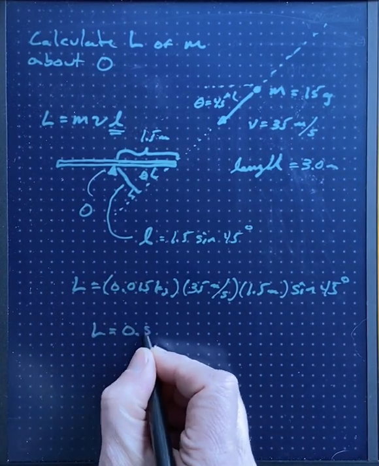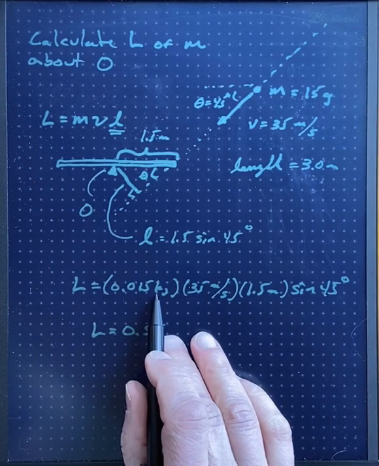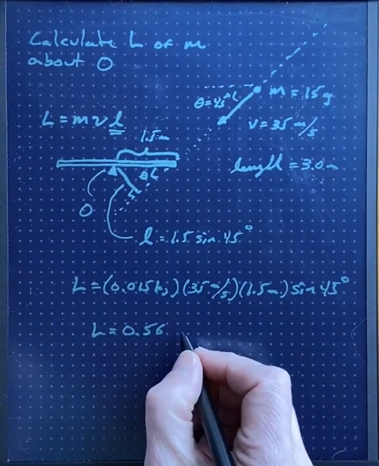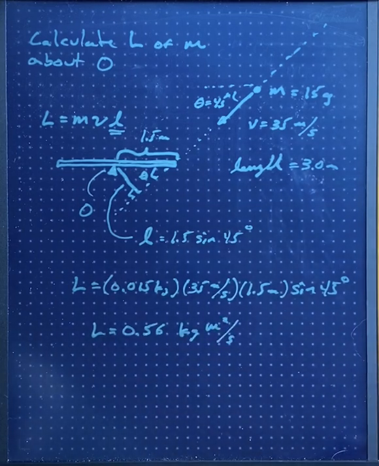I get 0.056. But what are the units? We have kilograms, we have two factors of meters, and a seconds in the denominator. So kilogram meter squared per second, and that's the standard unit for angular momentum.